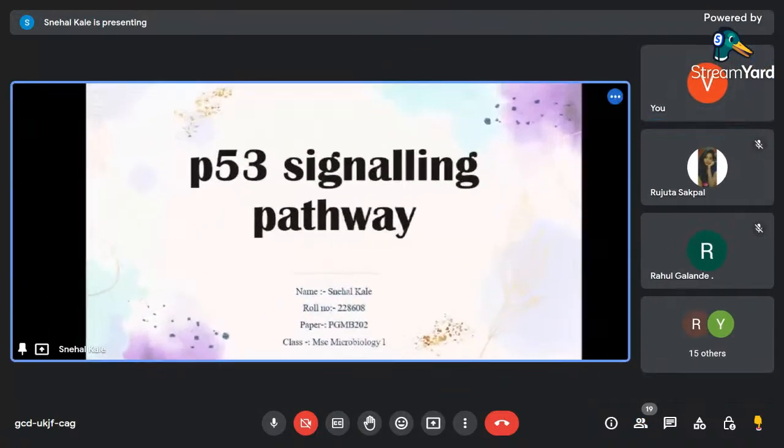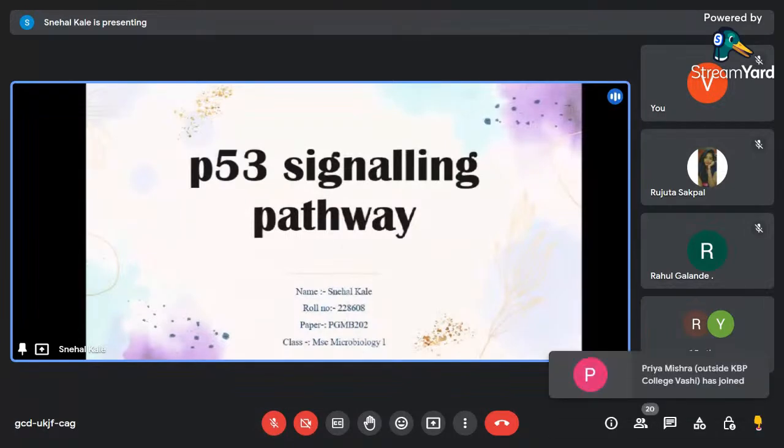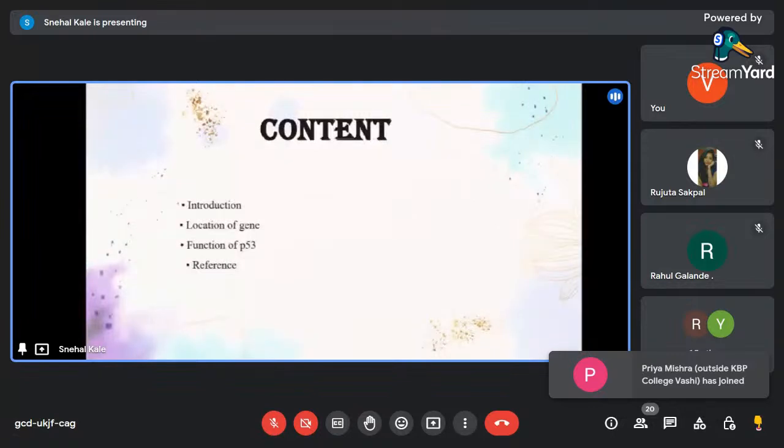Okay. Good evening, everyone. Myself Snehal Kale. Today I am going to present the topic of the P53 signaling pathway. This is the content. First is the introduction, location of the P53 gene, the function of P53, and last is the reference. So let's start with the introduction.